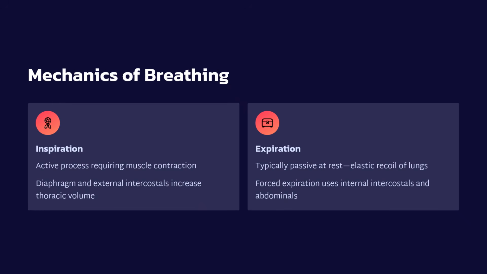So what are the mechanics of your breathing? So we have your inspiration and your expiration. So your inspiration is the active process requiring muscle contraction. So the diaphragm and the external intercostals increase your thoracic volume. While your expiration is typically passive at rest, and it is usually due to the elastic recoil of the lungs. So the forced expiration uses your internal intercostals and your abdominals.